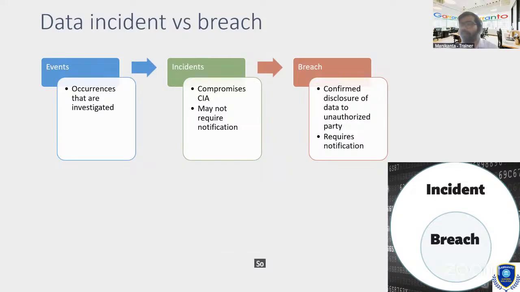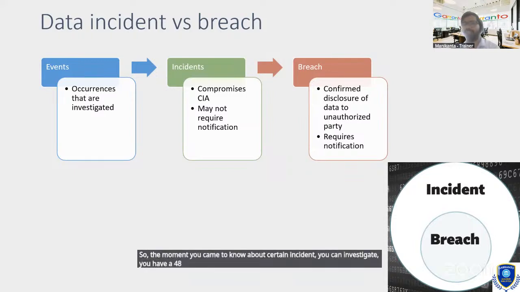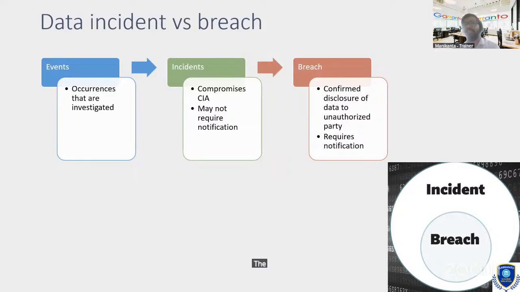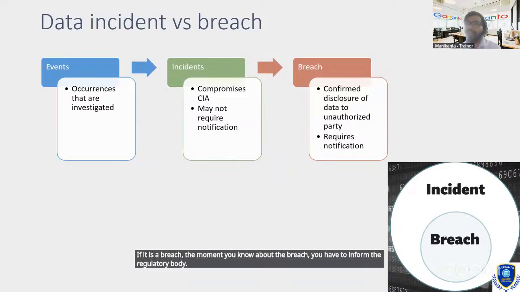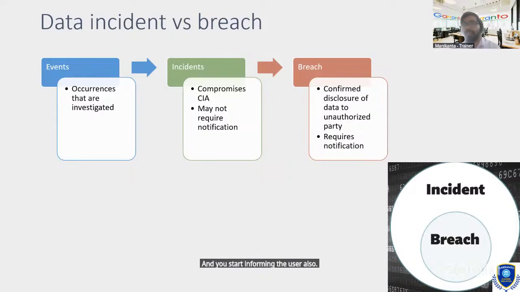So the moment you come to know about a certain incident, you can investigate. You have 48 hours to do the investigation. The moment the investigation is finished within 48 hours, you need to conclude whether it's a breach or not. If it is a breach, the moment you know about the breach, you have to inform the regulatory body and you start informing the user also. Okay. So this is the difference between event, incident, and breach. Usually we do cold calling if there is a breach. We have to let them know that something unusual happened.